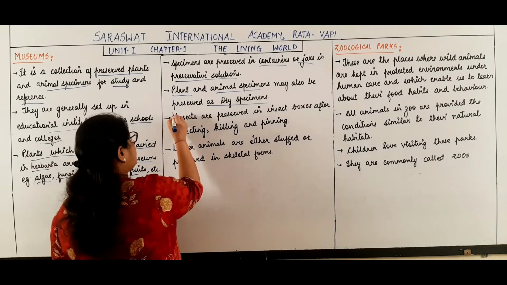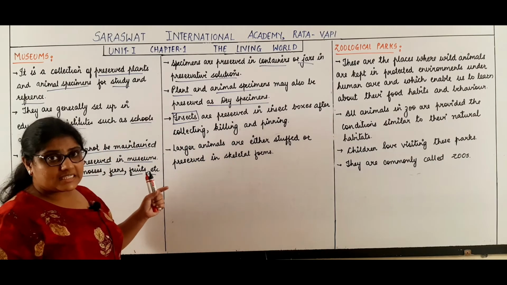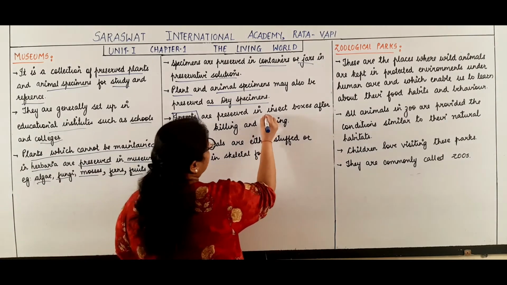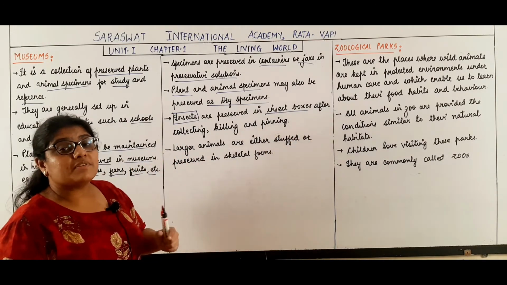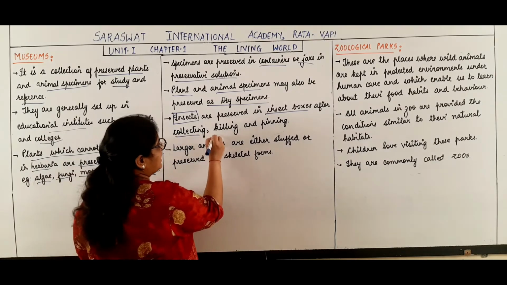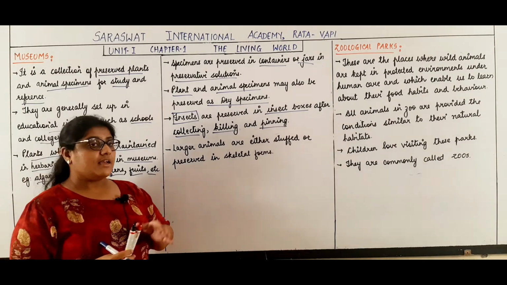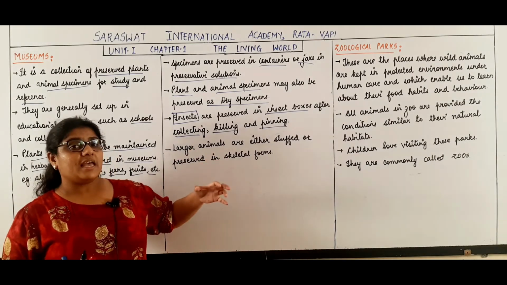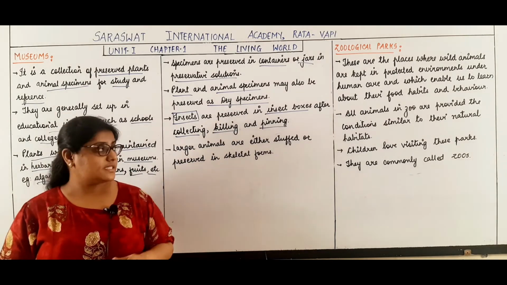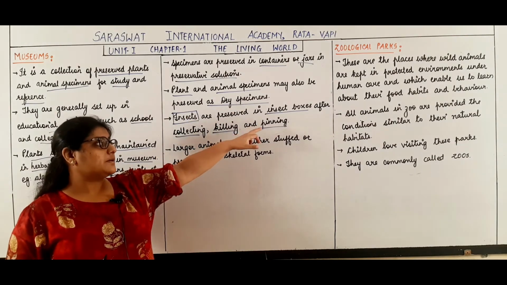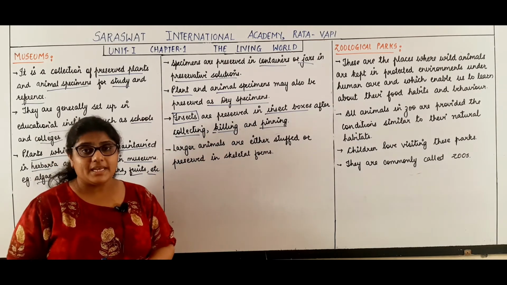Now how are insects preserved in the museum? So basically students, they are kept or preserved in insect boxes, but before preserving the insects they are collected, killed and then they are pinned. So with the help of pin they will be kept in the insect boxes. So insects are preserved in insect boxes after collecting, killing and pinning.